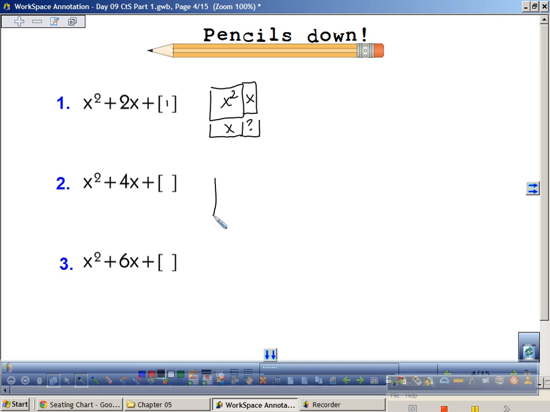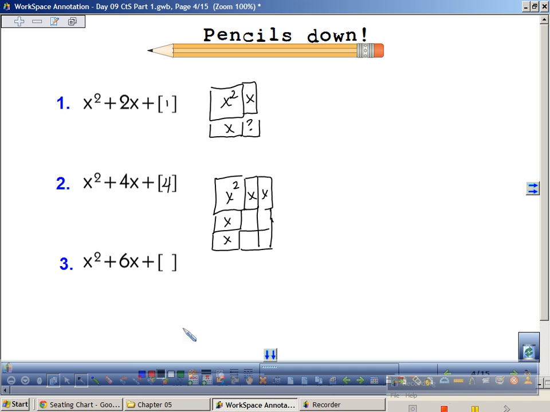Let's try another one. X squared. This time I have 4 x's. There's an x and there's an x. There's an x and there's an x. What do I need to complete my square? What would go here? The 2 by 2, right? I'm missing a 2 by 2, which is 4.